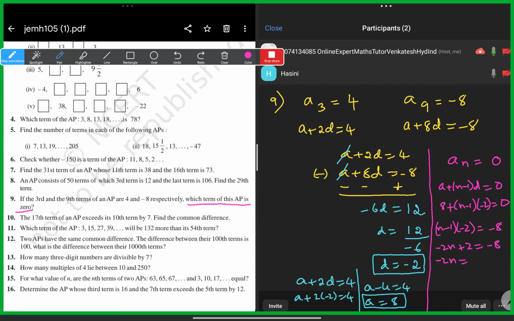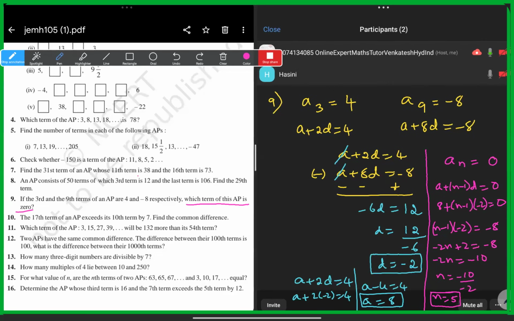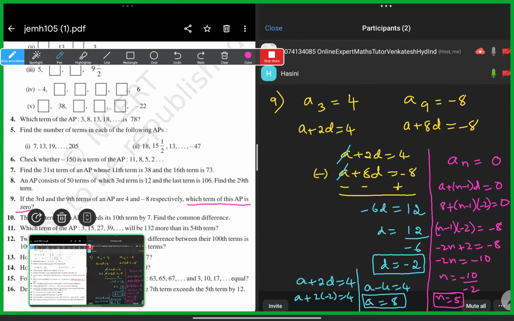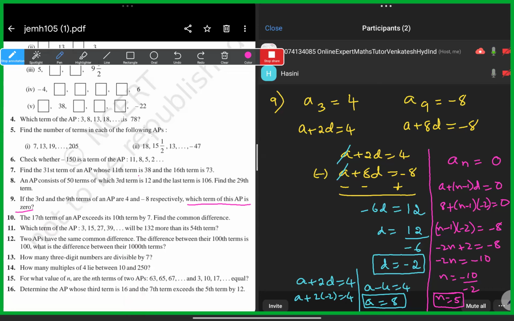Minus 2n plus 2 is equal to minus 8. 2 will go that side: minus 8 minus 2 is minus 10, Hasni. So n is equal to minus 10 by minus 2. Minus minus will get cut, so n is equal to 5. Any doubt, Hasni? No, sir. So the 5th term in this series is 0. N value is 5, means the 5th term of that particular series is 0.